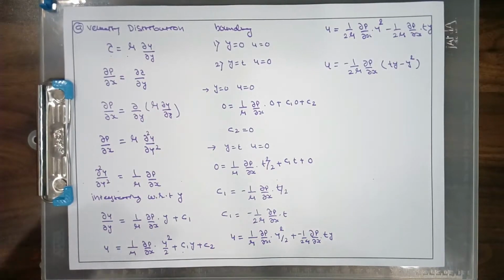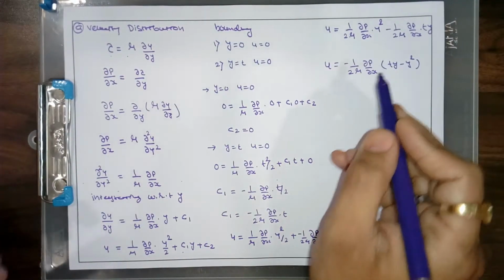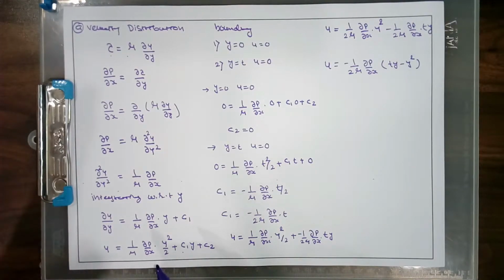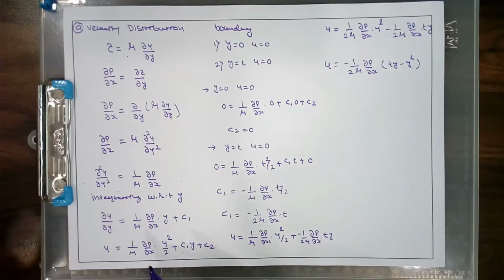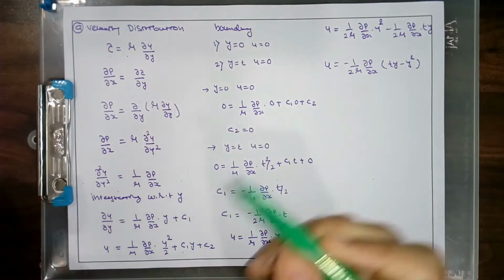Now students, from that expression we can say that the values of mu, del p by del x and t are constant, so our velocity u varies with respect to y square, and that's why we get the parabolic profile of velocity distribution between the two fixed parallel plates. So I'm plotting the velocity distribution profile over here.